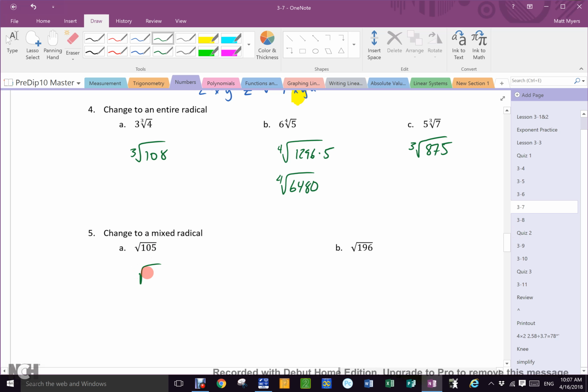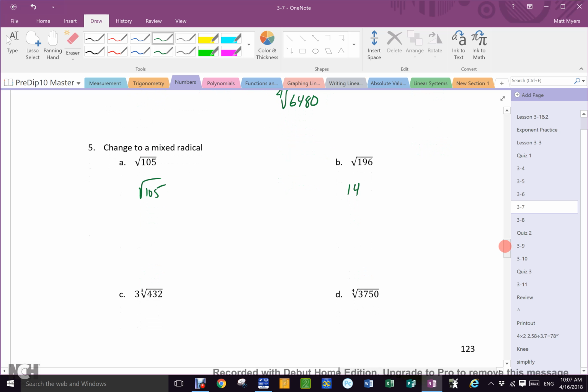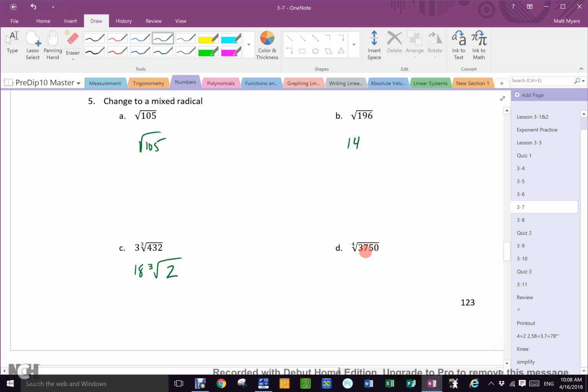That doesn't change. It's root 105. That's 14. That is 18 cube root 2. 216 times 2, cube root is 6, 6 times 3. Yes. That one I can't remember in my head, so I break it down. 375 times 10. That's what I would have done first. Yes? Why do we leave b as 14? Because the square root of 196 is 14. Oh, it does have that.